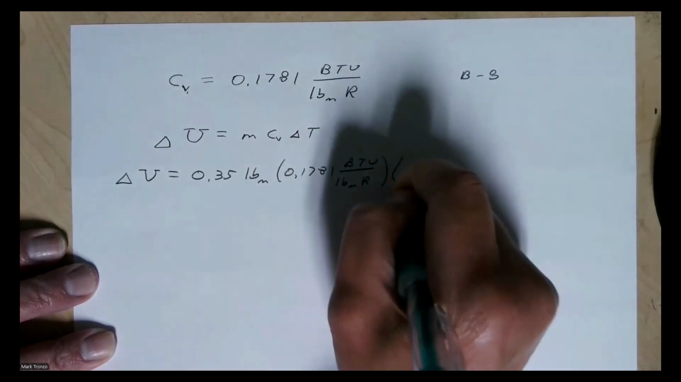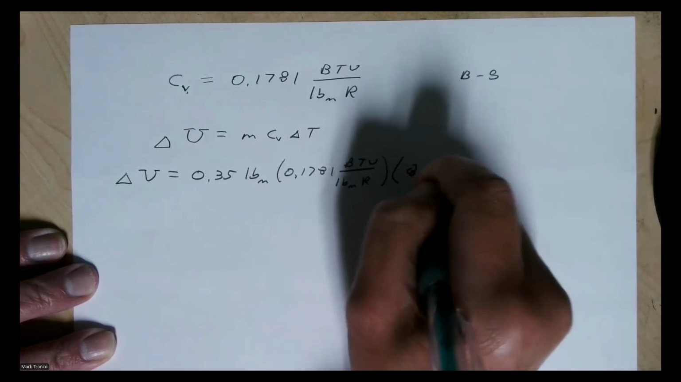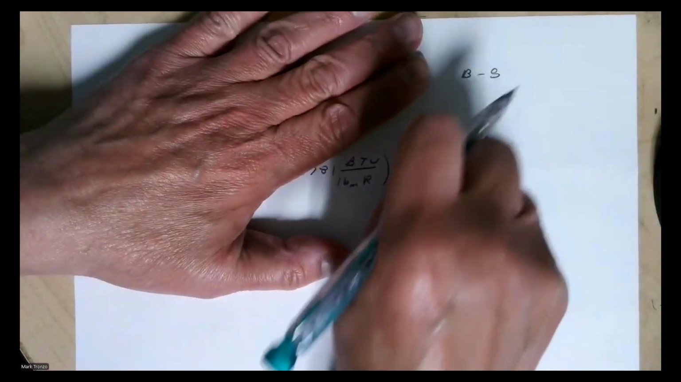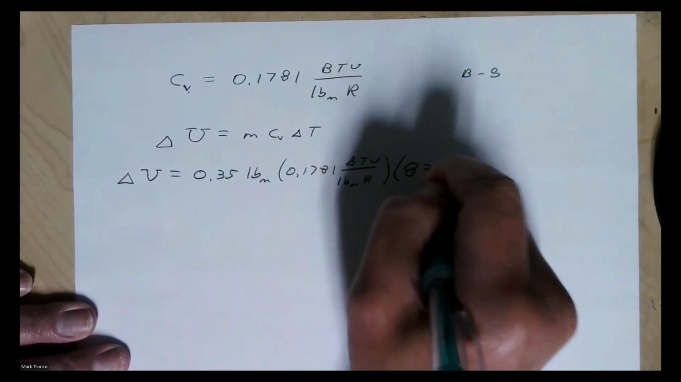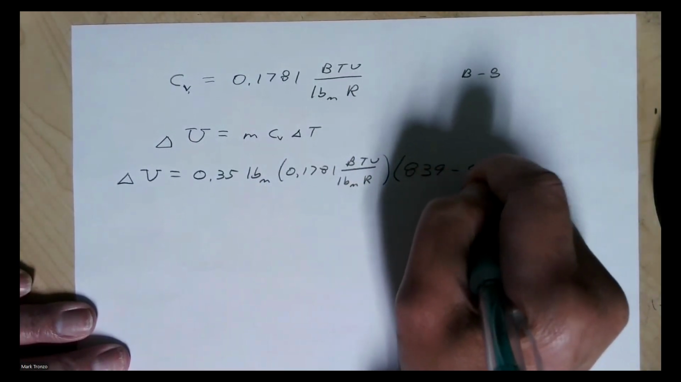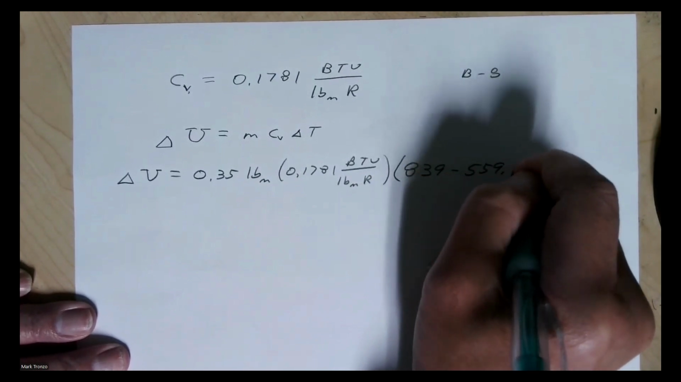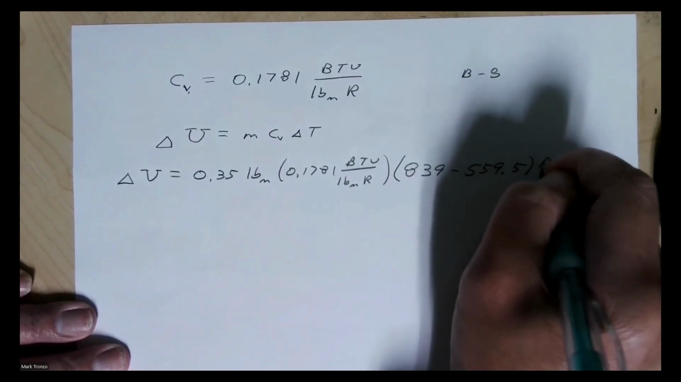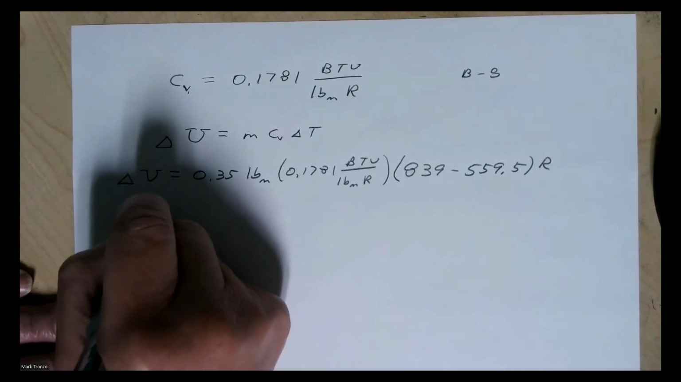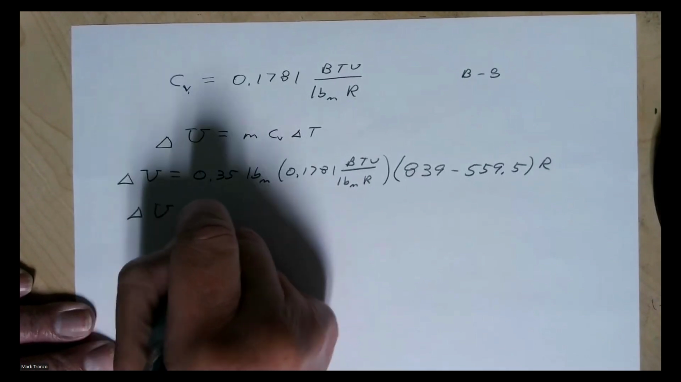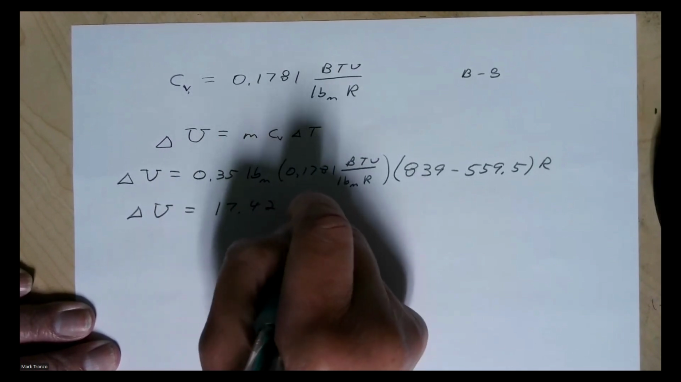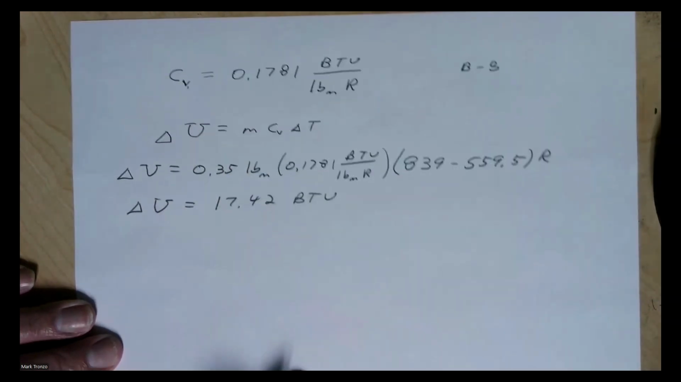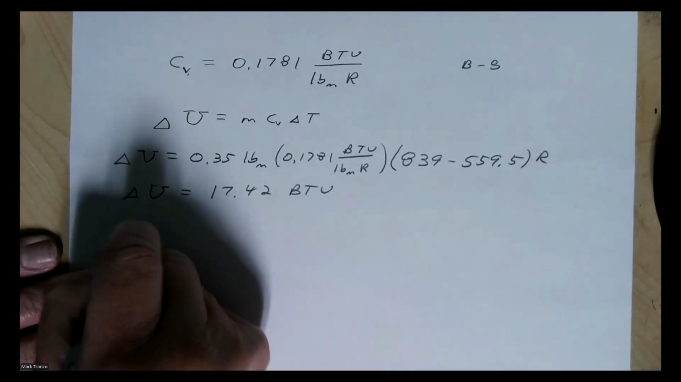And our change in temperature was 839, which was our T2, and 559.5 was our T1. And this is 17.32 BTUs. Now we have to calculate the work.